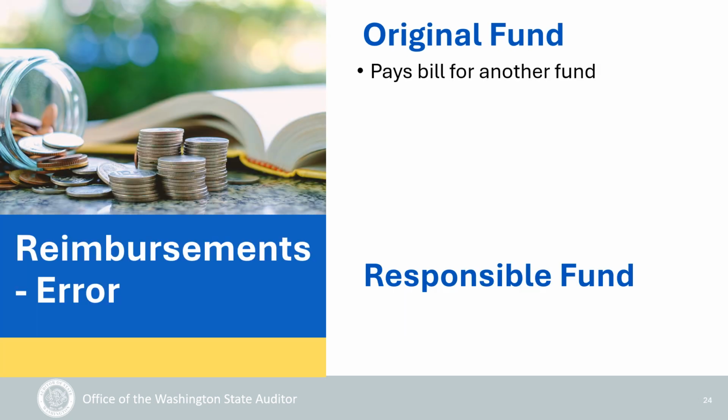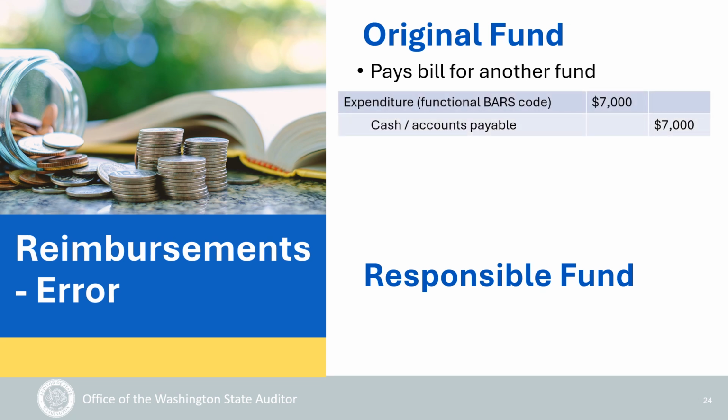Now let's take a look at the journal entries for these transactions. Remember I said there's two main reasons for interfund reimbursements: 1, error, and 2, administrative ease. That means we have two different ways to account for this. If it's an error, then the original fund paid the full bill for the other fund and recorded the entire bill as their own expense.